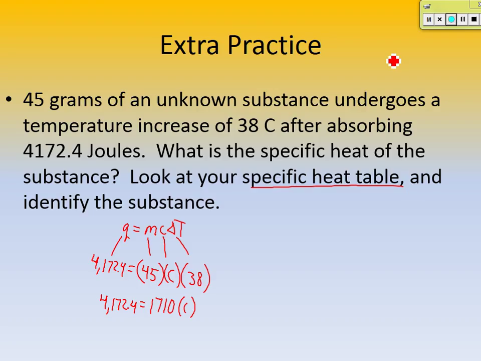Okay, so I started the problem. You write down the equation, Q equals mc delta T. We plugged in our variables. I multiplied 45 by 38 and got 1710 times C. Guys, we're trying to solve for the specific heat. How do I get it by itself? Well, let's divide by 1710 on both sides. It cancels out over here. So C is really equal to 4,172.4 divided by 1710. What does that equal, guys?